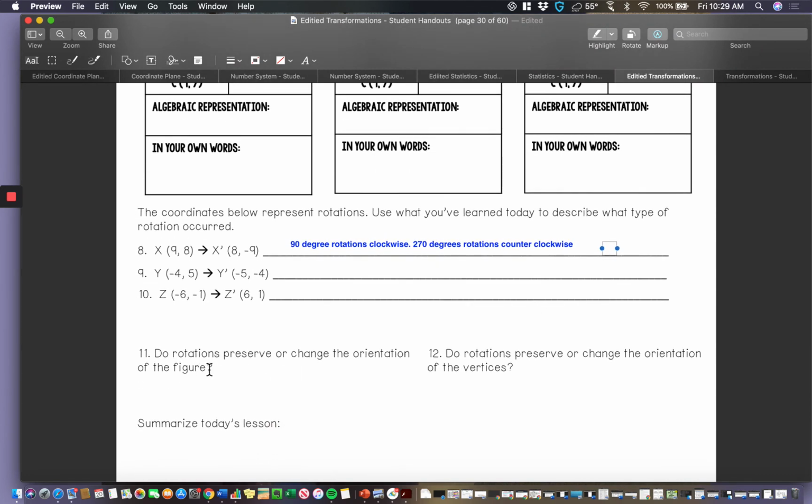It says, do your rotations preserve or change the orientation of the figure? It's asking if the shape stays the same. Is the triangle always pointing up? If it's not always pointing up, that means it changes. Then number 12 says, do rotations preserve the orientation of the vertices? So you can go ahead and write whatever you would like there.